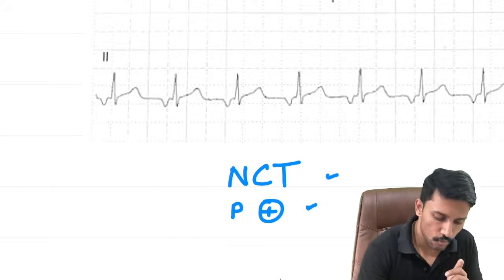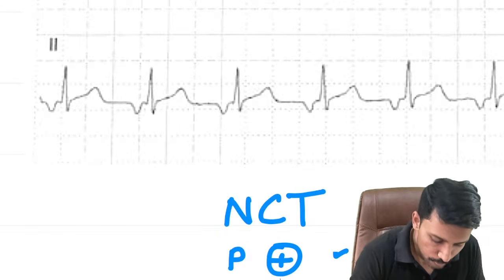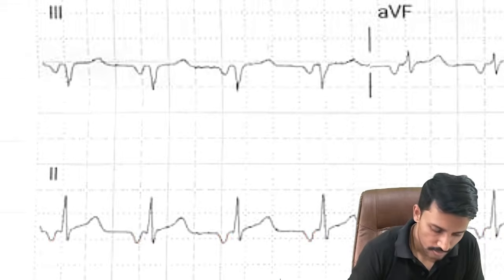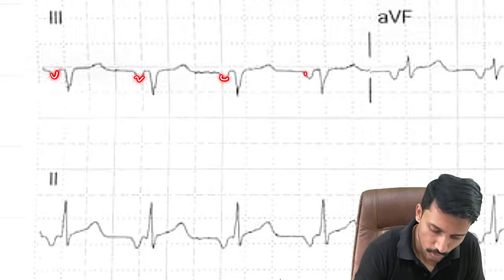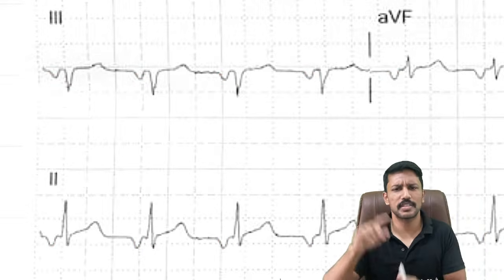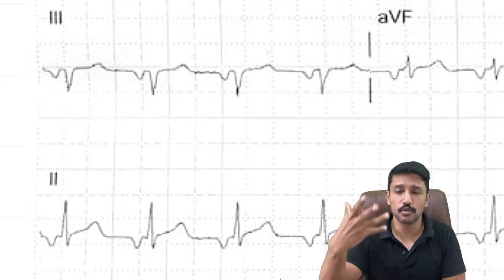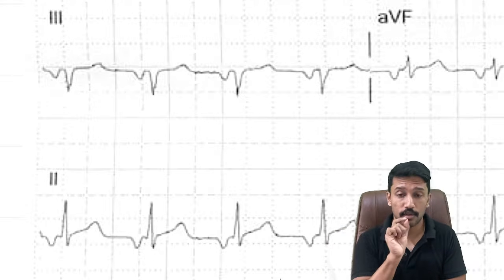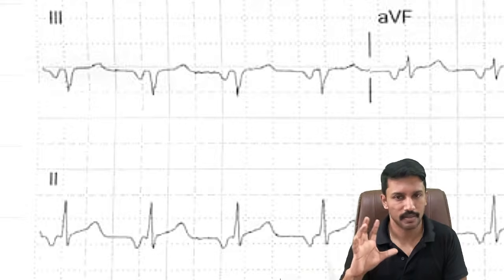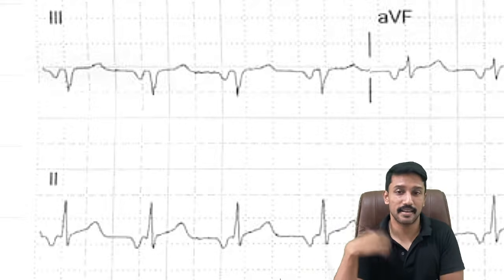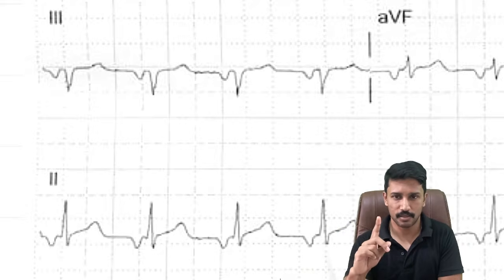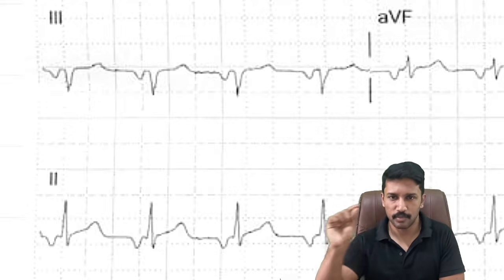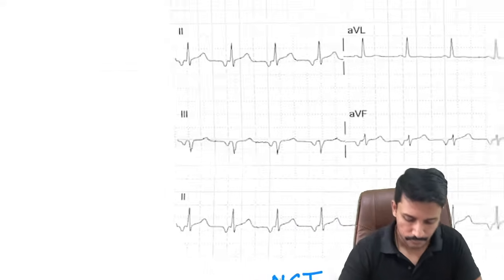Why is it called focal? When I look at these P waves, they're all looking the same, inverted. In any other lead too, they're all looking the same. That means from whichever source this arrhythmia is originating, it is only one source. That's why it is called focal atrial tachycardia. Some part in the atria has become a pacemaker. It is not the SA node anymore, but it is only one focus. That's why all the P waves look the same, right?